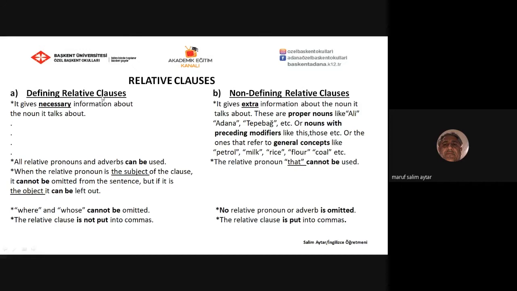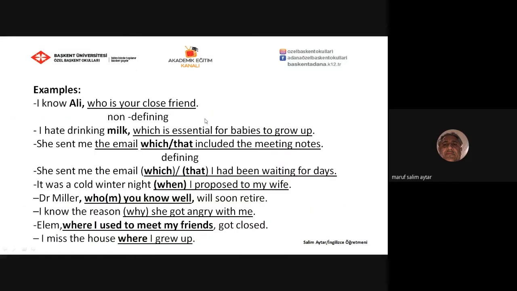And again, in the defining relative clauses, the relative clause is never put into commas, okay? But in the non-defining ones, the relative clause must be put into commas, okay? Let's have a look at the examples so that you can grasp the main difference in a much, much better way.